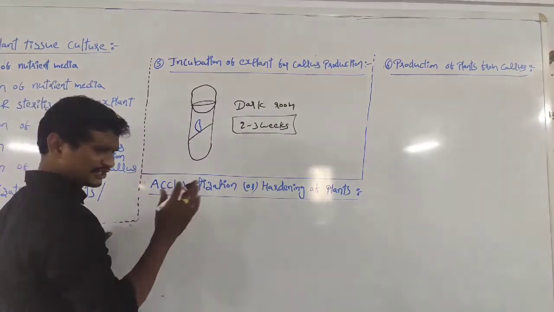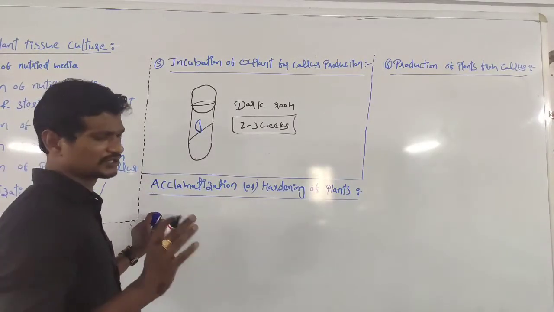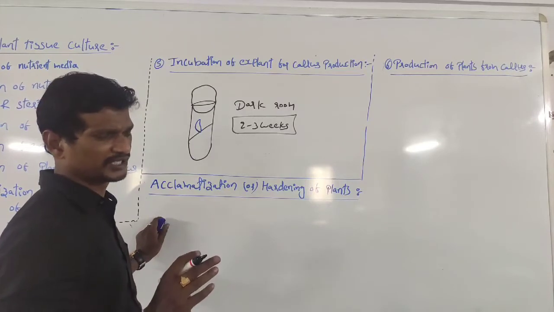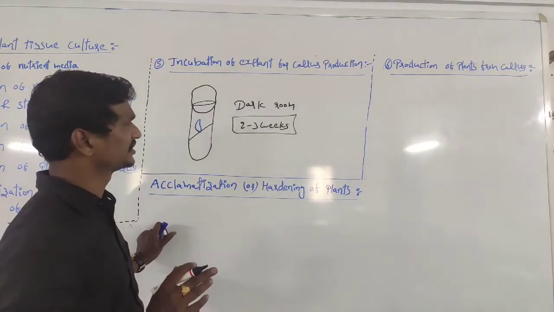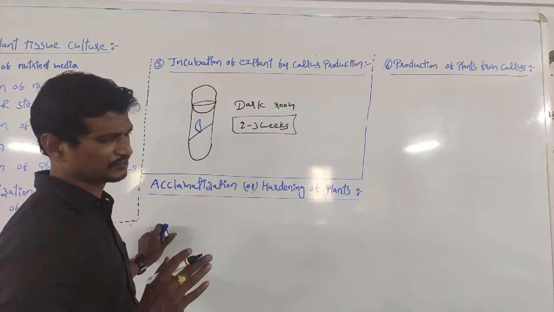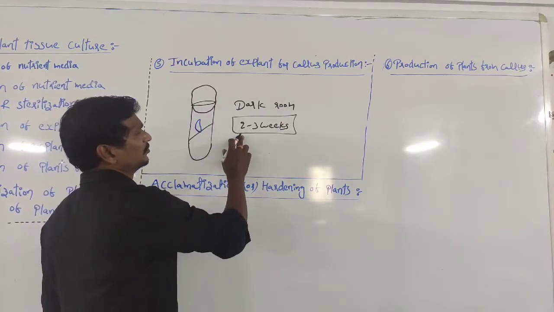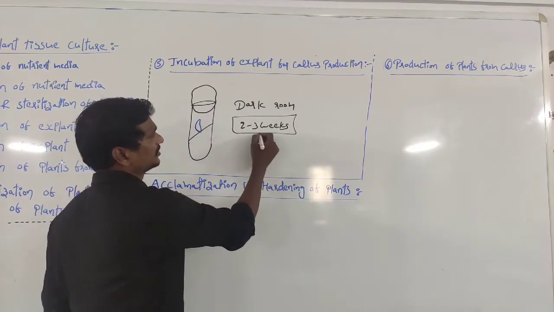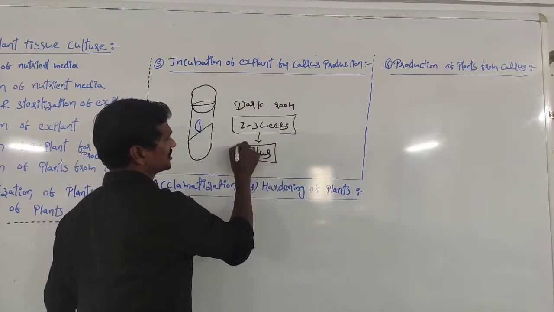There is a separate room, that is the tissue culture room. Within that room, proper cooling temperature is maintained, meaning all optimum conditions are maintained, within the dark room and the cooling temperature. Within that room, we need to incubate the explant for 2 to 3 weeks. After those 2 to 3 weeks, callus production takes place.